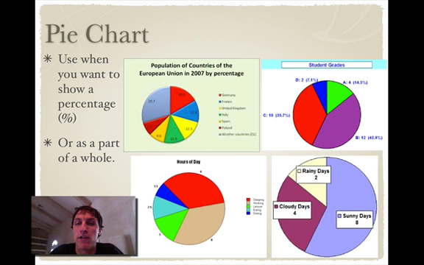And the last graph is the weather over a 2-week period. Okay, so how many days in each category. Okay, so again, a percentage or a part of a whole, so you can see how you relate to the rest of the group.